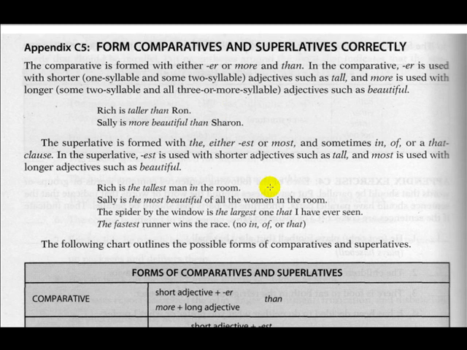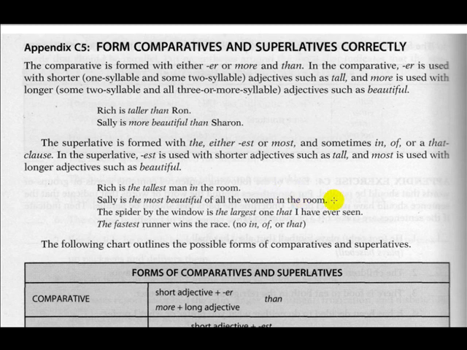Rich is the tallest man in the room. Okay. Tall is a one-syllable word, and so we would use the est ending on it and say, Rich is the tallest, okay, man in the room.